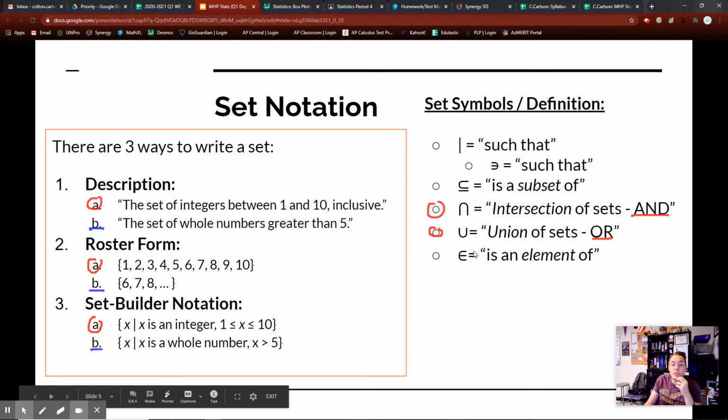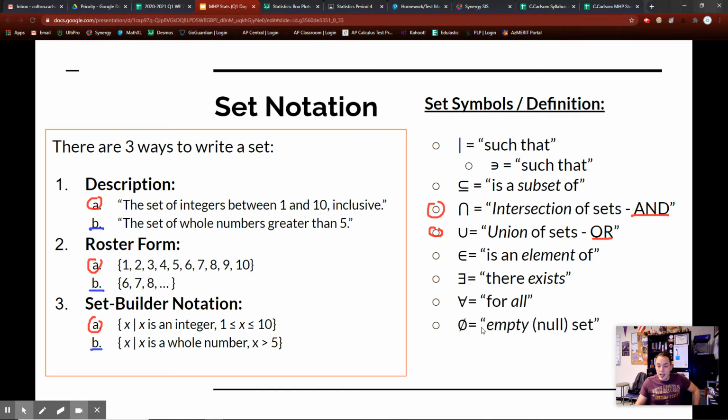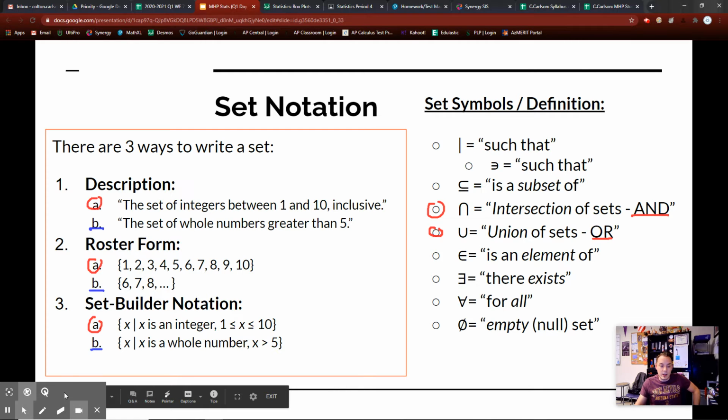This is an element of, so not the backwards E, but kind of like a weird looking E. That's an element of or part of or a segment of. This means there exists. So a totally backwards capital letter E. There exists. An upside down A means for all or for every. And then this means an empty set. So this is another one that we're going to be talking about right here, an empty set. Okay? So all of these mean very, very important stuff.